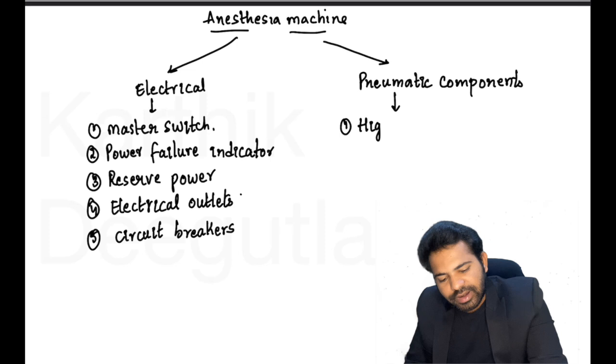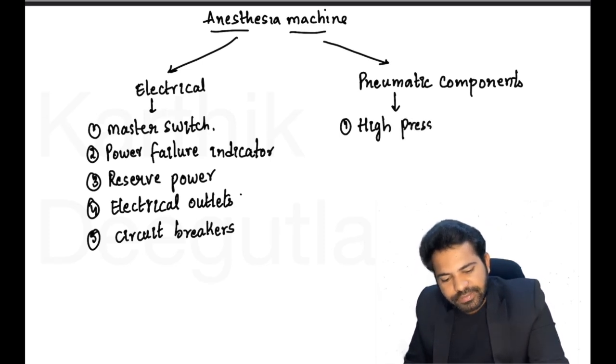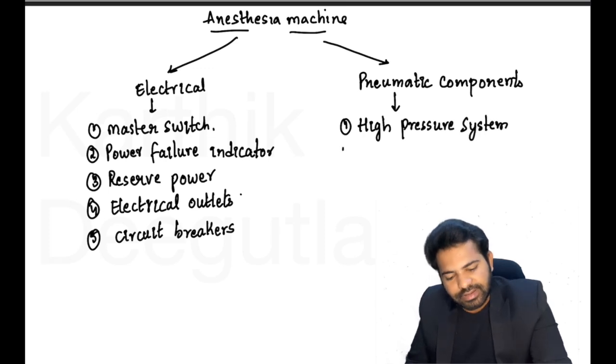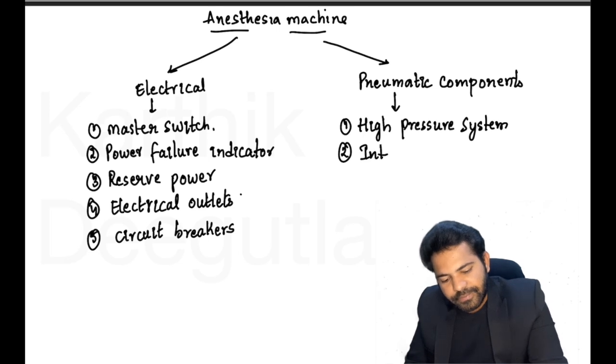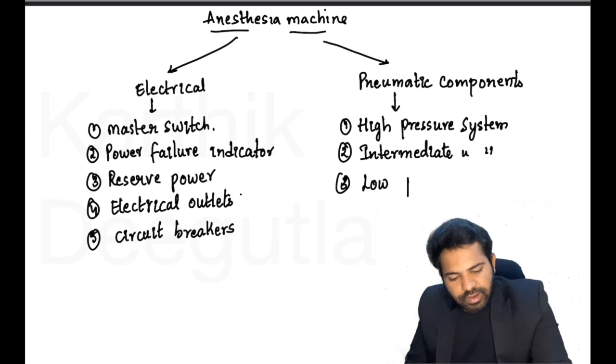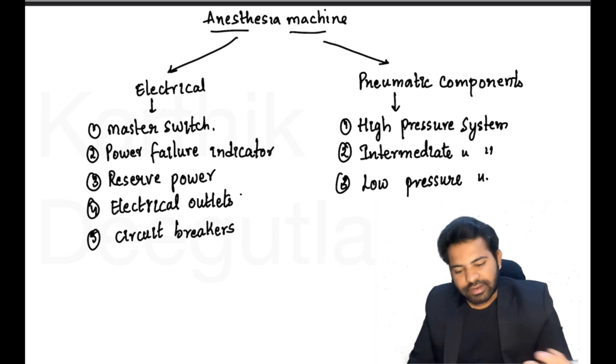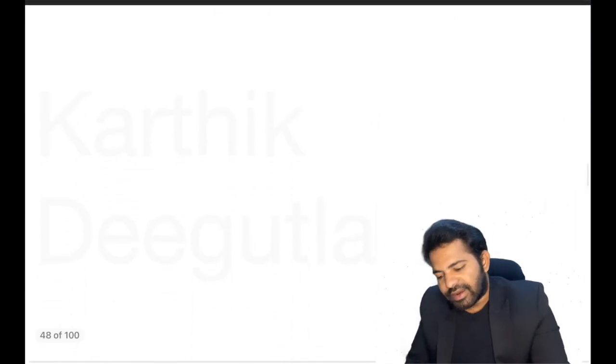The pneumatic components are again divided into three types: the high pressure system, then the intermediate pressure system, and then the low pressure system. Alright, now moving on, let's learn briefly one or two points about each electrical component.